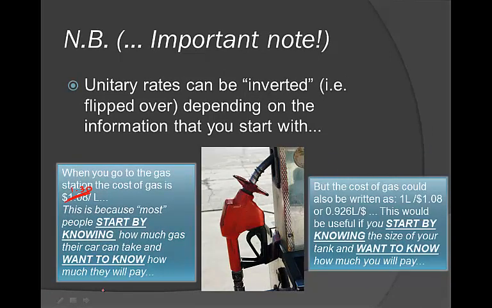But if you happen to go to the gas station and instead of wanting to know how much you're going to pay to fill it, you say to yourself, well, I have $10 and I want to know what volume of gas that'll get me, then it's probably more important for you to flip that relationship over. In which case, I would know that I would get 1 liter for every $1.30. Or it would be about 0.87 liters per dollar. In this case, that's when you start by knowing the size of your tank and you want to know how much you're going to pay.